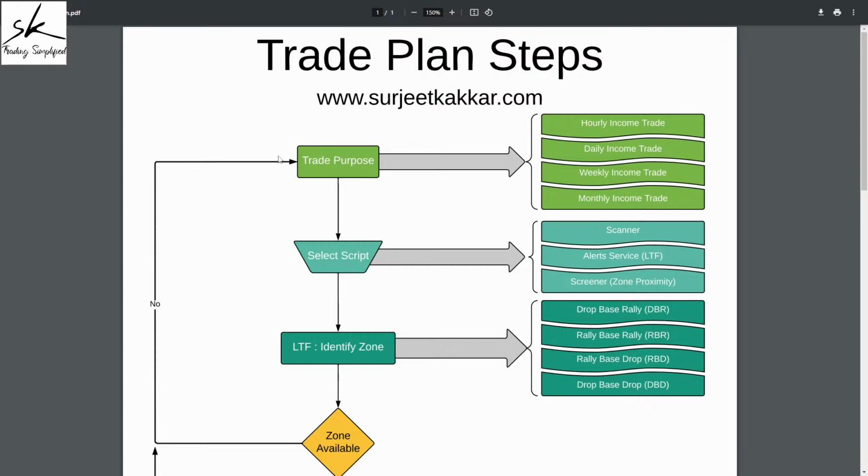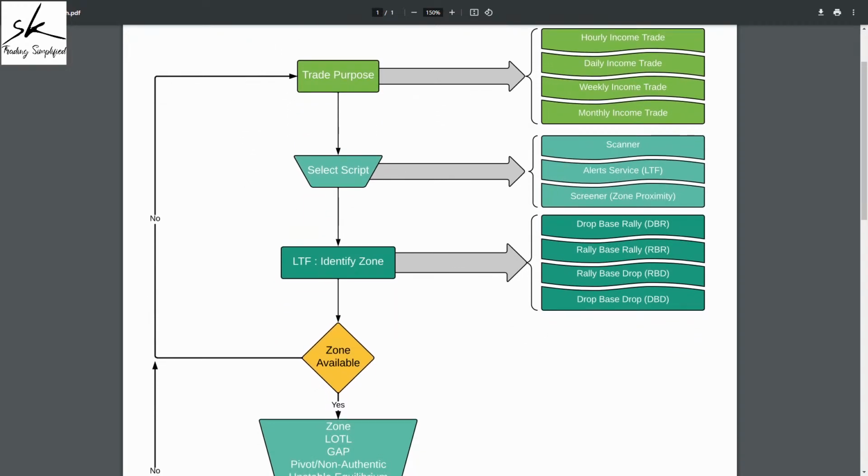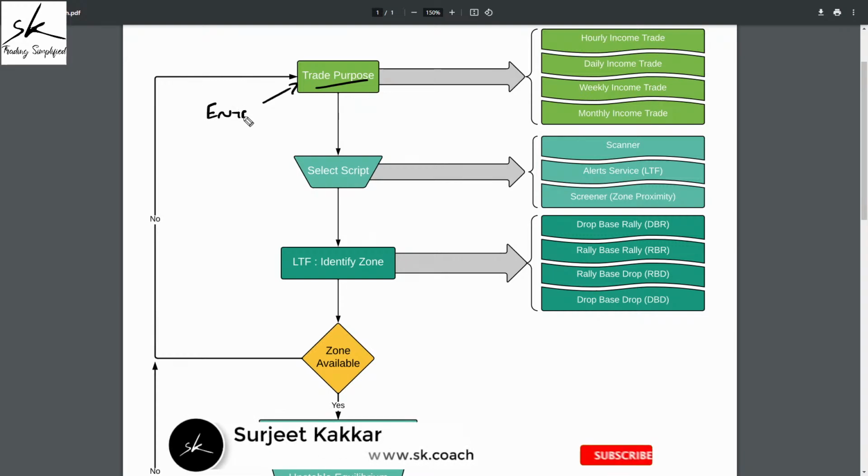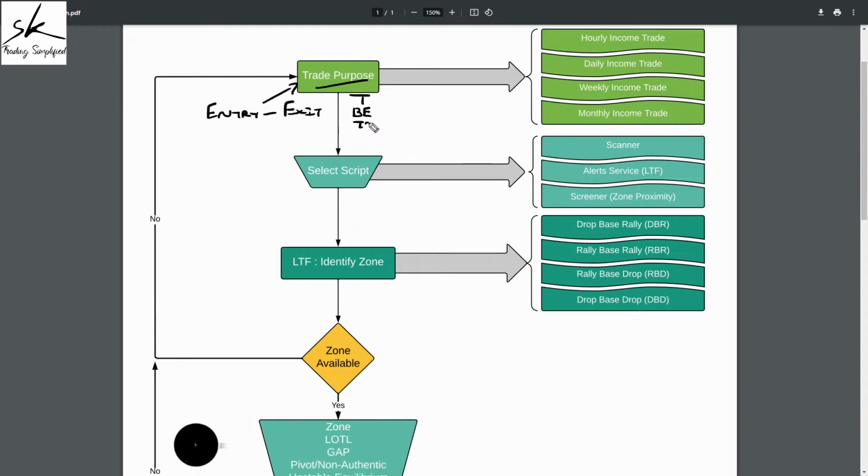So what is my step number one whenever we start planning our trades? Step one is we need to define our trade purpose. Now, what do we mean by trade purpose? Trade purpose basically implies the expected duration of the trade, and the duration of the trade is from the time you enter the trade to the time you exit the trade. Now, when I'm talking about the exit, it can be the target, the exit can be break even, the exit can be the trailing stop loss, the exit can also be the stop loss, any kind of exit.